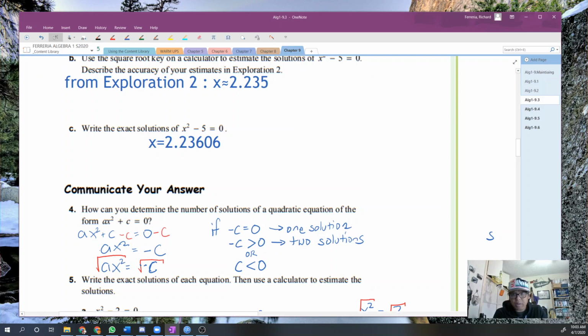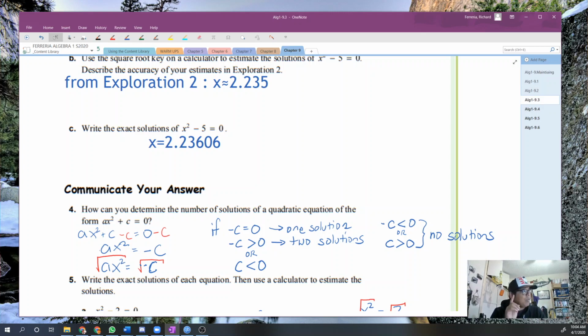And lastly, if negative c is less than 0, you're going to get no solutions. Or if c is greater than 0, you get no solutions. And if you don't like memorizing this, I don't like memorizing this, what you can remember is that if you take the square root of 0, you get one solution. So take a look at what you're going to be square rooting at the end. If you take the square root of a positive number, you get two solutions. And if you take the square root of a negative number, you get 0 solutions.